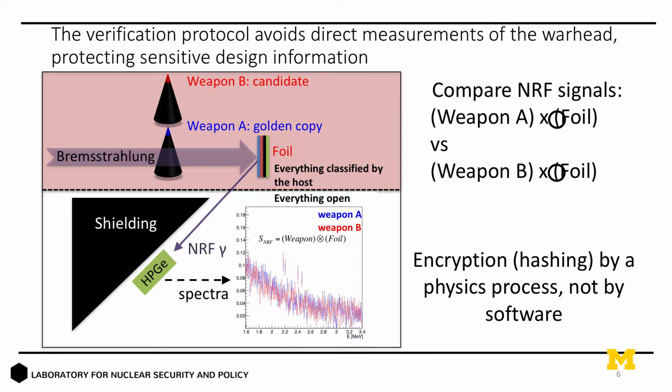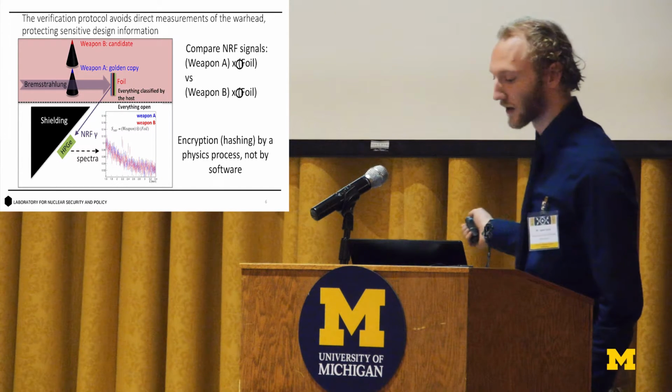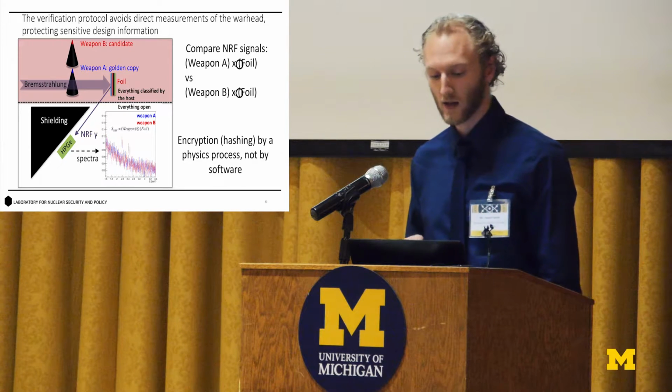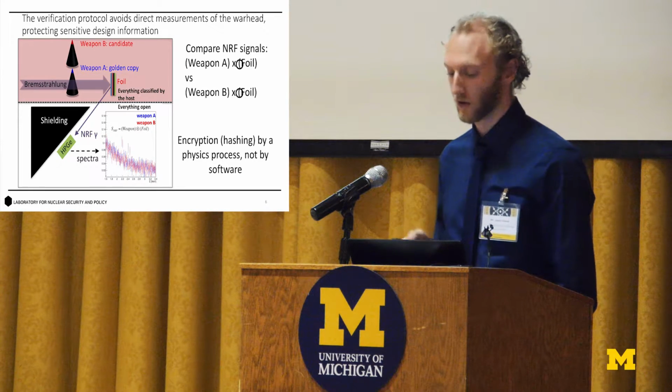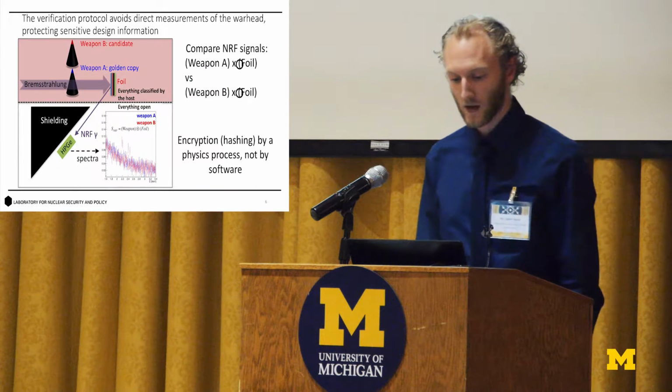So to avoid that, we don't make a direct measurement, we make somewhat of an indirect measurement. It's, as mentioned, a template verification scheme. So to begin with, we have a Bremsstrahlung interrogation beam. Now, if I ignore the warhead for a second and just imagine this foil here, this foil contains all the same isotopes that are in the warhead but in unknown amounts. Direct interrogation of the foil will give this kind of emission line spectrum.